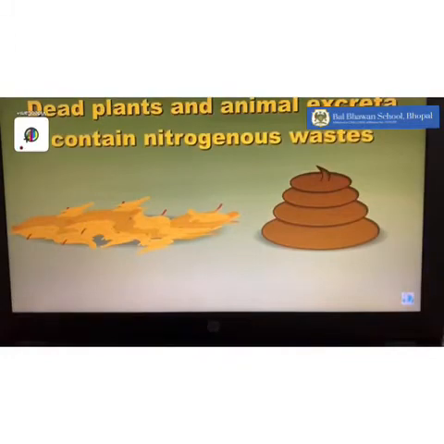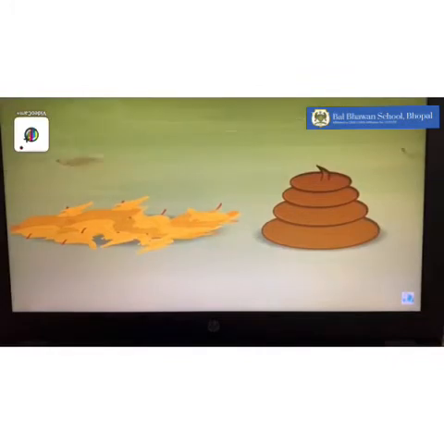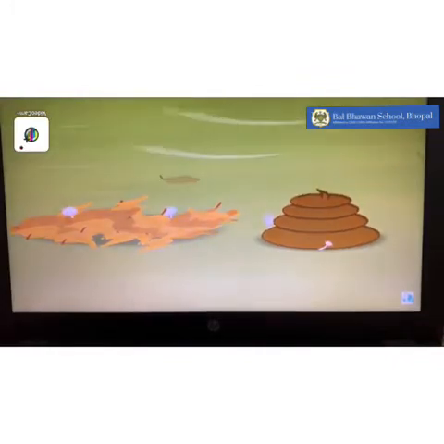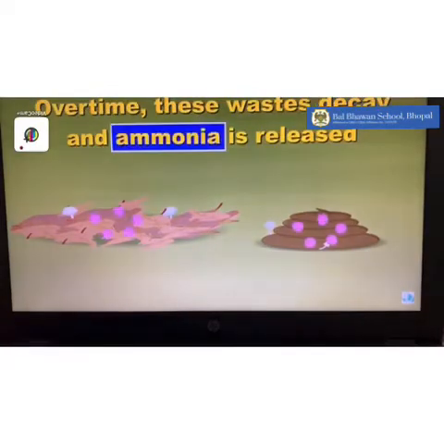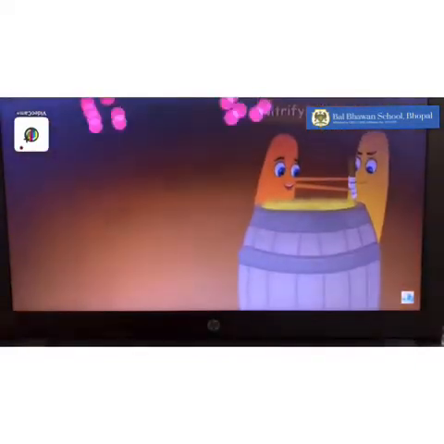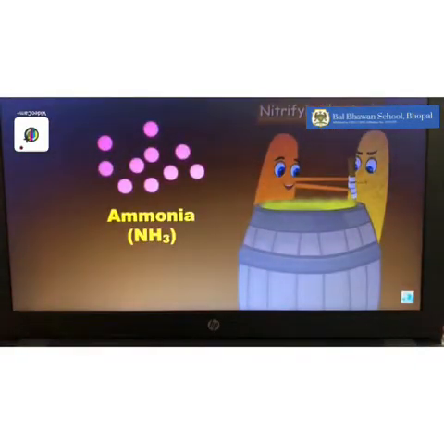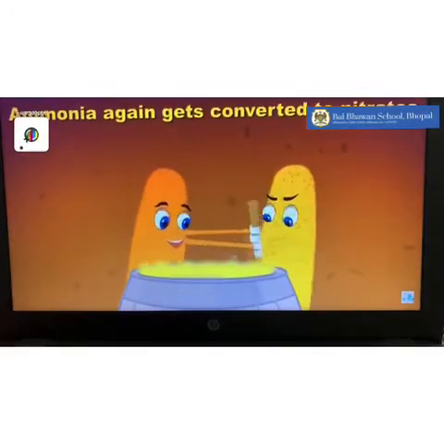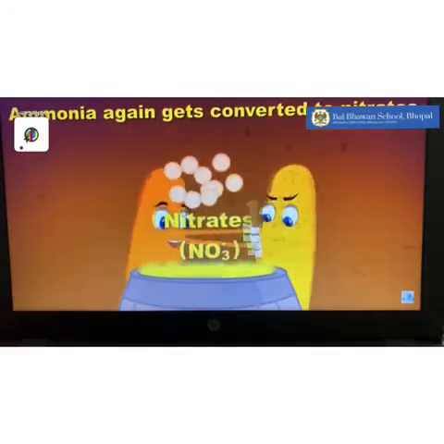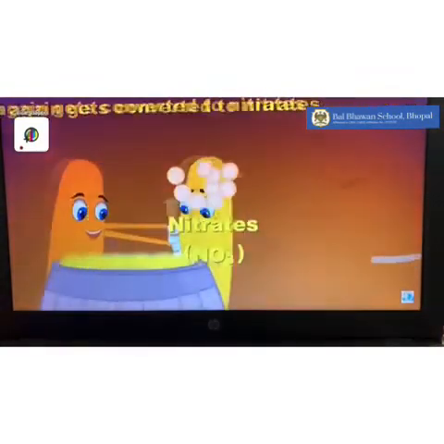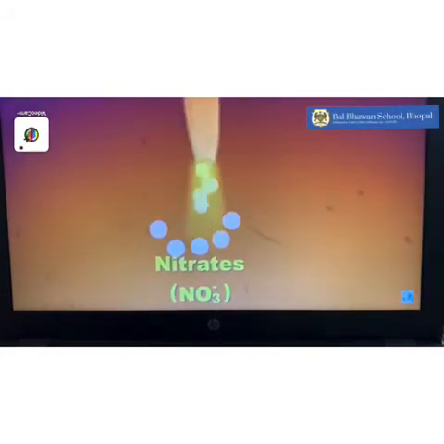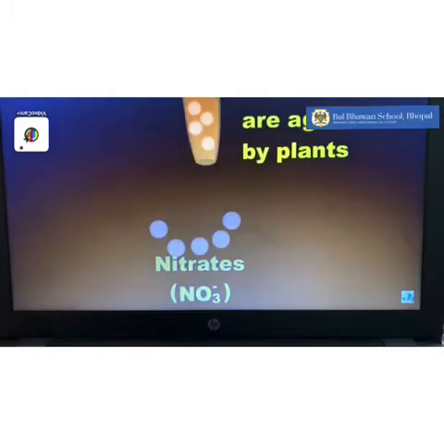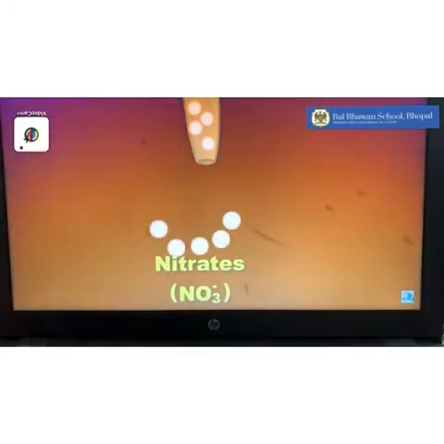Now, dead plants and animal excreta contain nitrogenous wastes. These nitrogenous wastes are decomposed and converted into ammonia by the decomposing bacteria and fungus. Now this ammonia gets converted again to nitrates, and the nitrates will be absorbed by the roots of the plant. Some nitrates are again used by the plants.